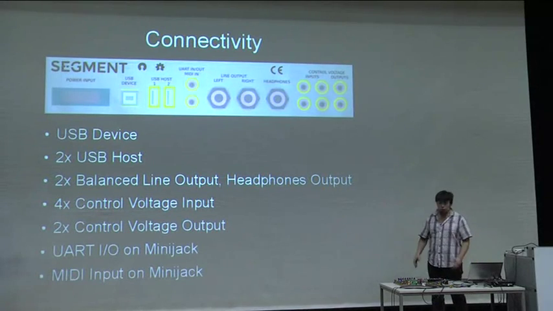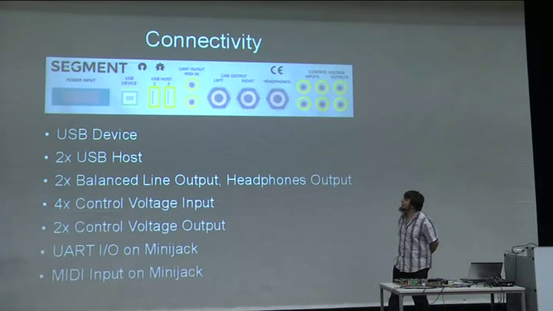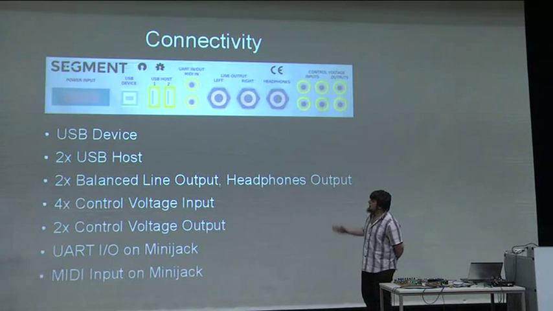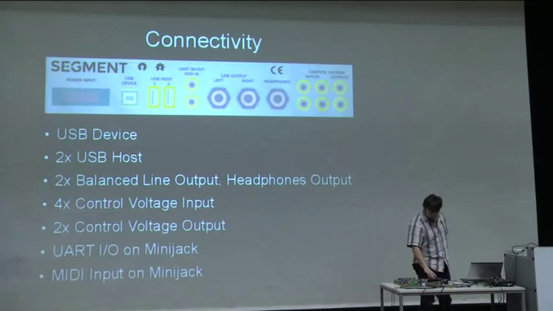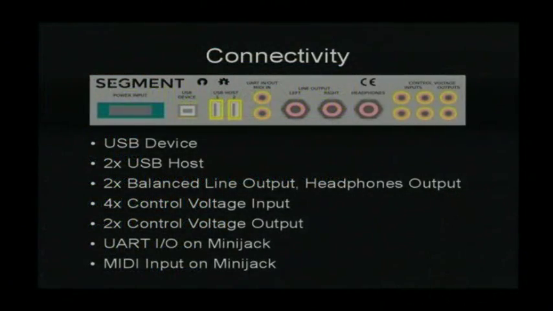This is what it will look like in the future when it's finished. You can see two USB hosts to connect your USB keyboard, such as this, or other USB controllers. It has a USB device port, so you can connect it to your computer, such as I am now. Balanced output headphones, 4 control voltage inputs, and 2 control voltage outputs. You can, of course, interconnect them, and you can route these control voltage signals to any of the parameters.